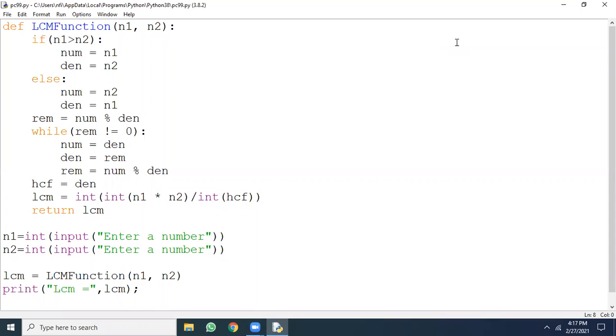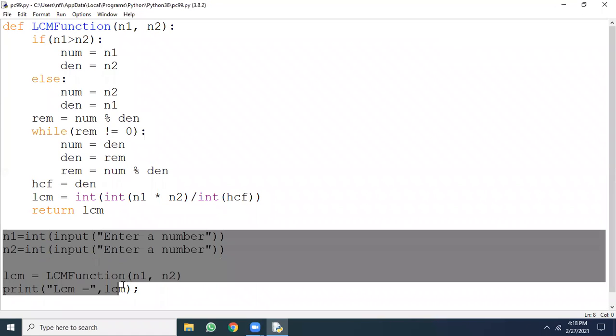Hello everyone, today we will study a program which will find the LCM of two numbers. We will accept two numbers from the user and try to find its LCM. For this we have defined a function, LCM function. Let us study the program from this portion.